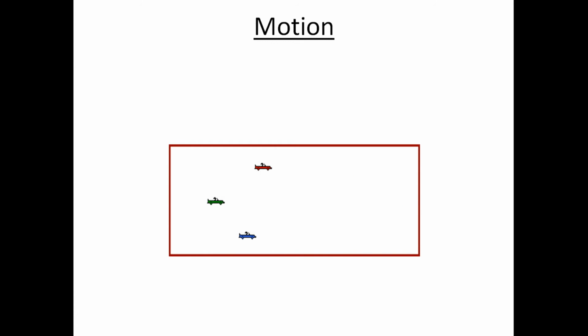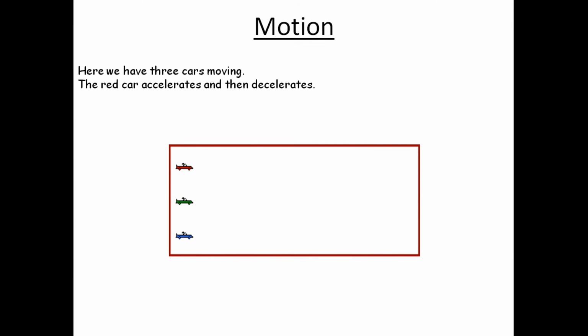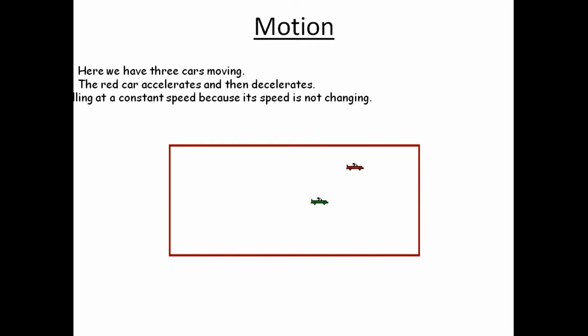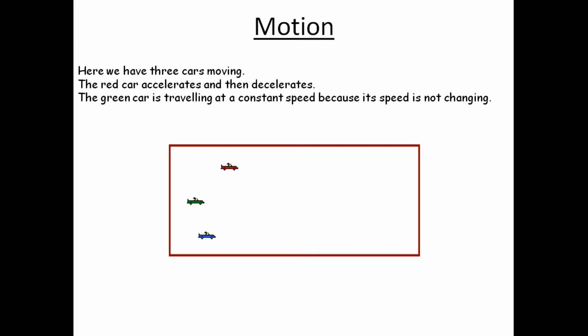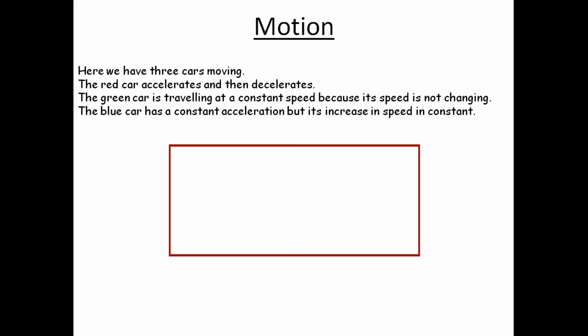Okay, let's have a look at some motions now of some different cars. Here we have three cars that are moving. The red car accelerates and then decelerates. The green car is traveling at a constant speed because its speed is not changing. The blue car has a constant acceleration, so its increase in speed is constant.